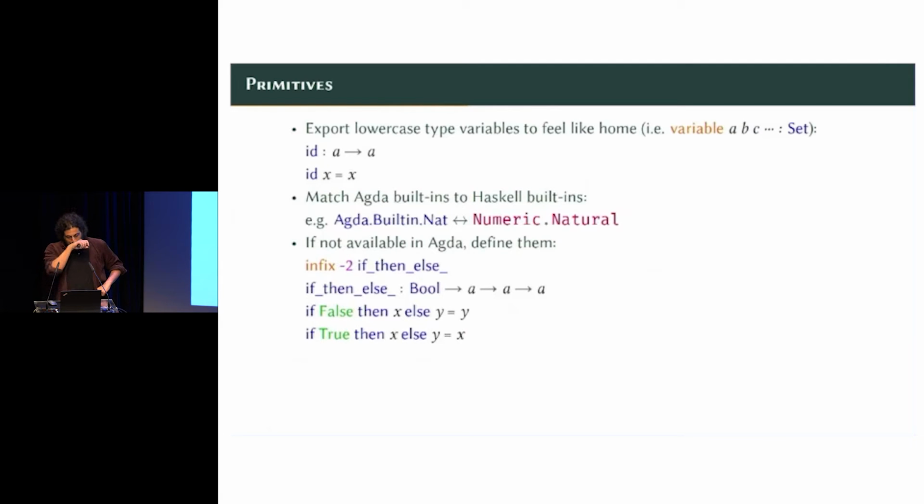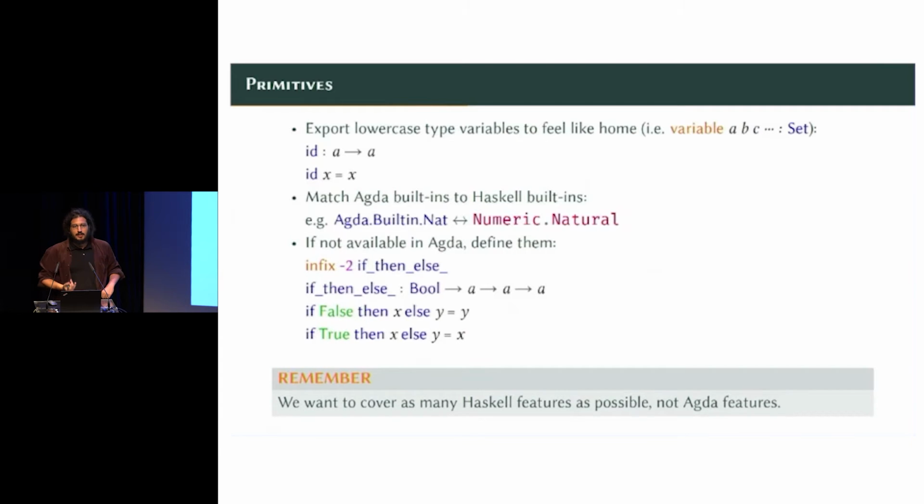And you might ask, what if there is an Agda primitive that Haskell doesn't have? Well, we don't care about it because we don't want to cover Agda. So that really makes our tool much simpler to implement, first of all.